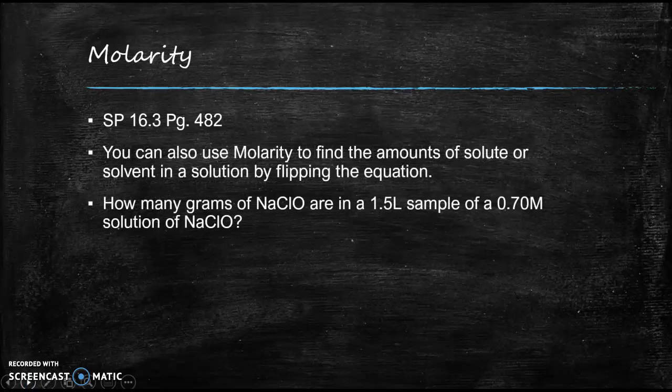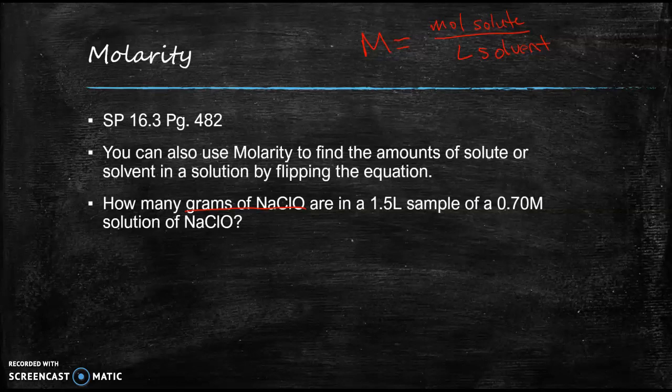We can also use molarity to find amounts of solute or solvent in a solution by flipping the equation. Remember, our equation is capital M for molarity equals moles solute over liters solvent. Here, we want to identify how many grams of sodium hypochlorite, which is what this is, are in a 1.5 liter sample of a 0.70 molar solution.